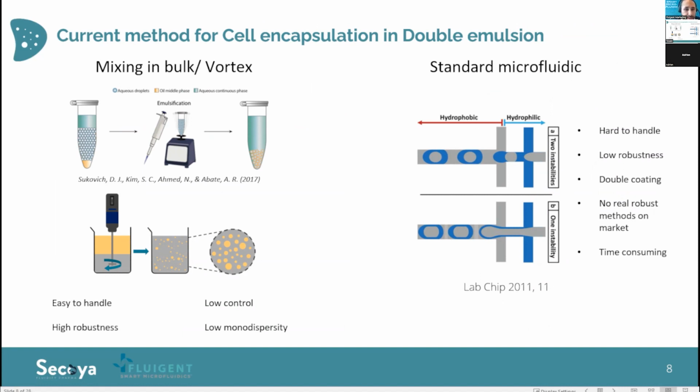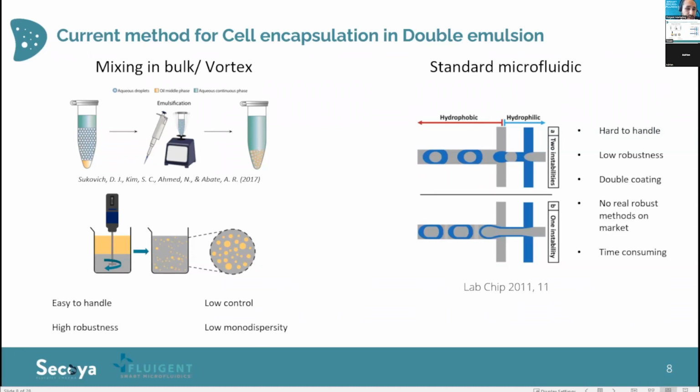For example, the idea is to have a reservoir that you fill with two immiscible phases, and you mix them together. You can use a vortex directly, or you can use mechanical forces, a stirrer for example, and you will be able to generate a single emulsion. Then by repeating this step twice, you will be able to generate a double emulsion. This is something which is easy to handle and widely used. You have high robustness, because each experiment is quite easy to handle, and at the end you will have some results.